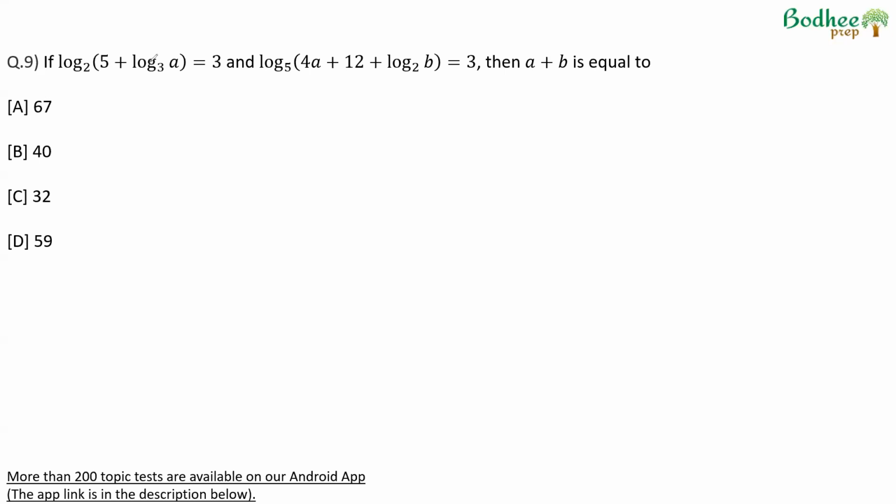Log of (5 plus log of a to the base 3) to the base 2 is 3, and log of (4a plus 12 plus log of b to the base 2) to the base 5 is 3 again. We have to find a plus b. So first let's operate from here.